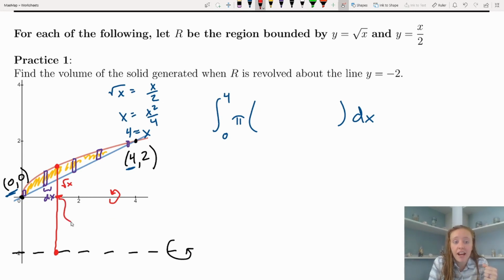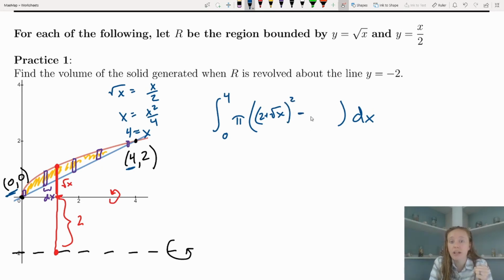However, I have this extra length I need to take into account. This length is the square root of x, but the total length, well, what am I adding to that? What's my distance from my axis to the line I'm revolving around? That's a distance of 2. Because remember that horizontal line is -2, so that space in between takes up 2 units. So if I want that total distance, that's going to be 2 and the square root of x. So my outer radius is going to be 2 plus the square root of x. That's my outer radius, and what I'm going to do is square that entire thing.